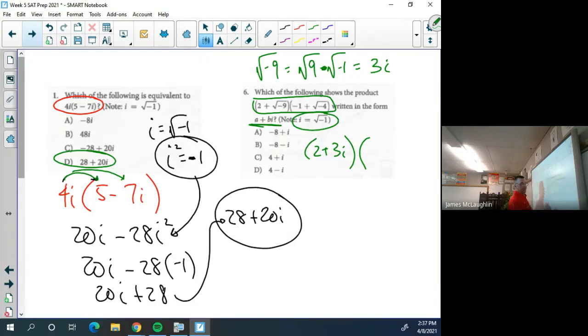Next part, what do you think about the square root of negative 4? The square root of negative 4 is the square root of 4 times the square root of negative 1. The square root of 4 is 2. The square root of negative 1 is i. So now that's going to become negative 1 plus 2i.